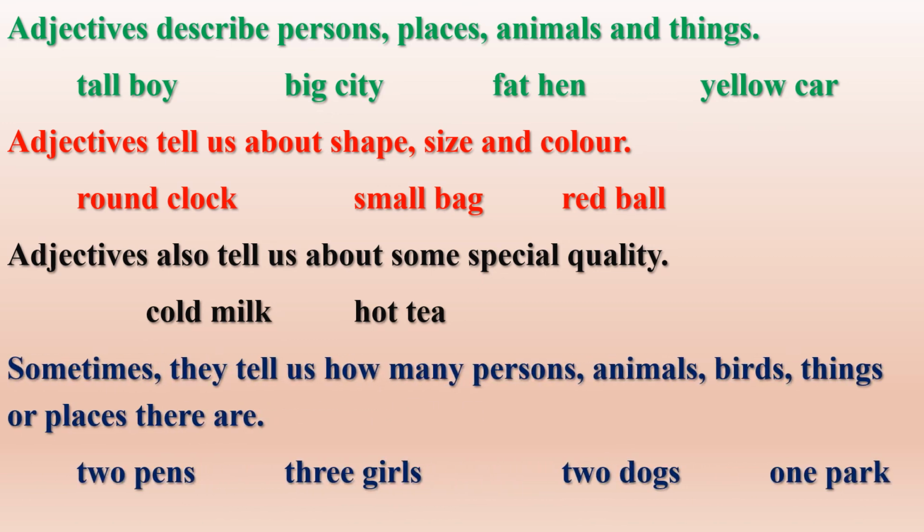The next one, sometimes they tell us how many persons, animals, birds, things or places there are. We have seen quantitative adjectives. Quantitative adjectives mean sometimes they tell us how many persons, animals, birds, things or places there are, how many and how much. Sometimes we use adjectives to mention that. Four types of adjectives we have learned. Look at the examples: two pens, three girls, two dogs, one park. So these are the adjectives. You can keep in your mind what we have learnt in this video, right? Four types of adjectives we have learnt. Can you remember what we have learnt in this chapter?